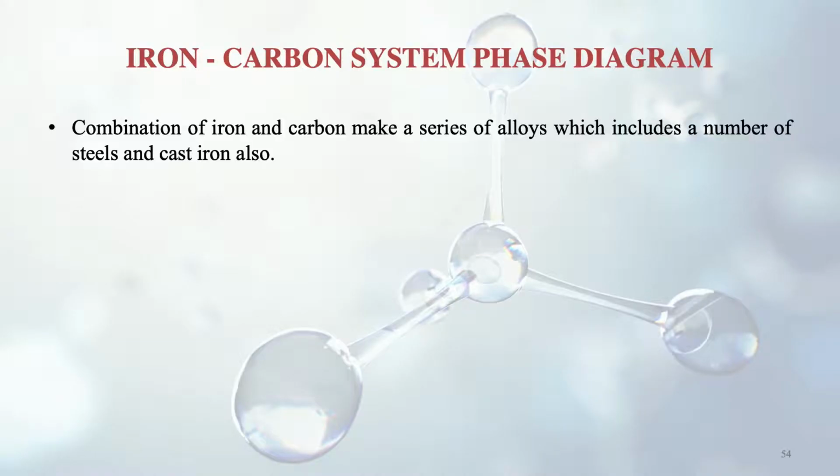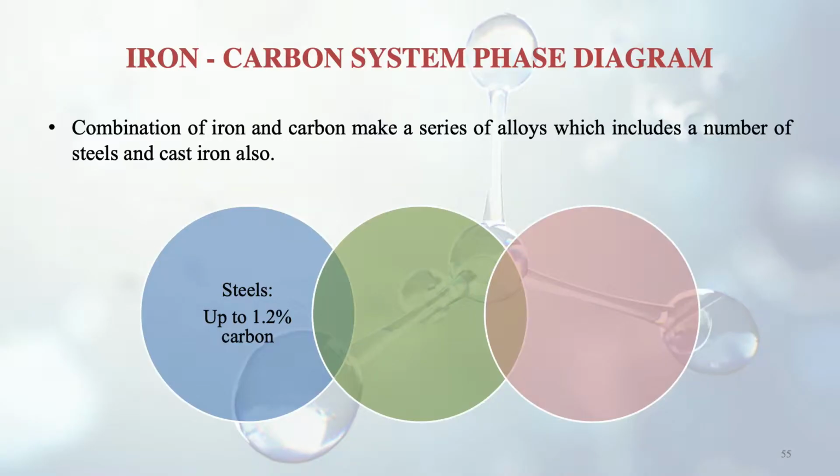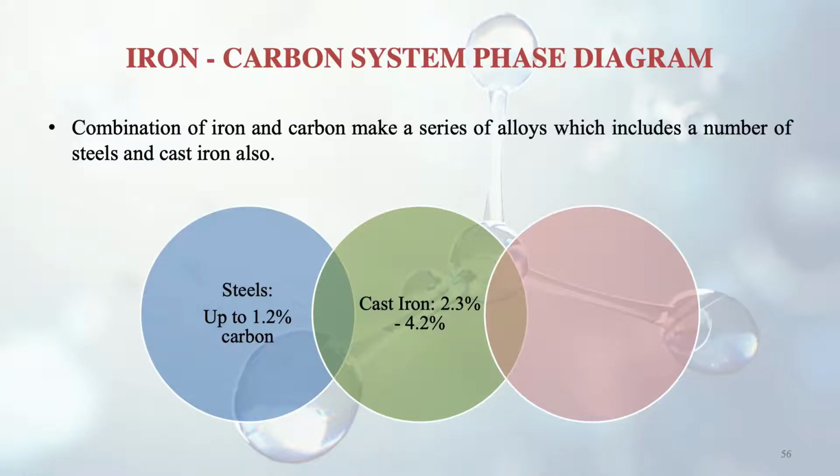The combination of iron and carbon makes a series of alloys which includes a number of steels and cast iron. Also, we all know, and we have been discussing earlier, that these are the two which make up the various kinds of steels and even cast iron. For steels, as I told earlier, it is only up to 1.2% carbon. Anything beyond 1.2% carbon is not steel. And cast iron is between 2.3% to 4.2%.